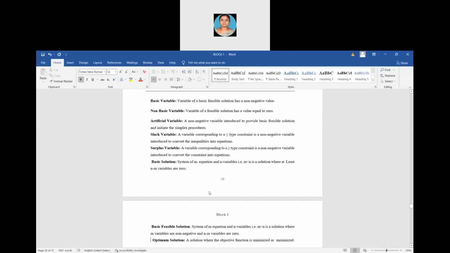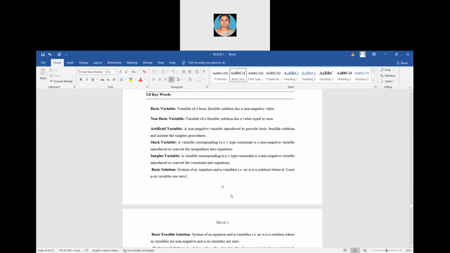Similarly, for the basic solution, consider a system of m equations and n variables. If m is less than n, that is, if the number of equations is less than the number of variables, it is a solution where at least n minus m variables are zero. This is only the definition part. We are not using these things anywhere.